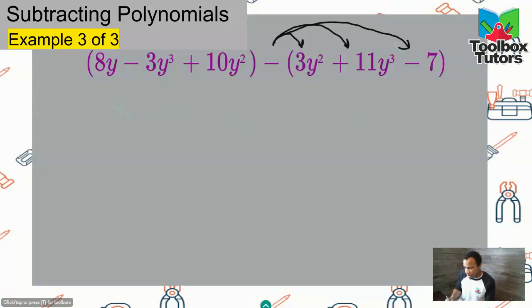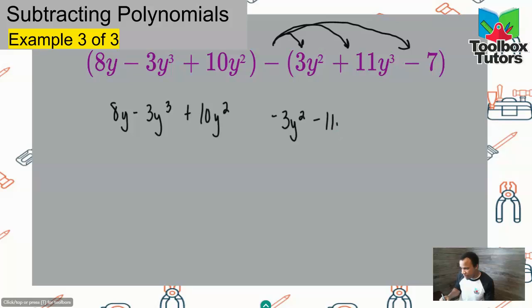So we're going to keep 8y minus 3y to the third plus 10y squared. And what happens with this positive 3y squared is it changes to the opposite. So we have a negative 3y squared. This positive 11y to the third changes to the opposite. So we have negative 11y to the third. And this negative 7 changes to a positive 7. I'll put these back in parentheses. And don't forget to put this plus right in between them.